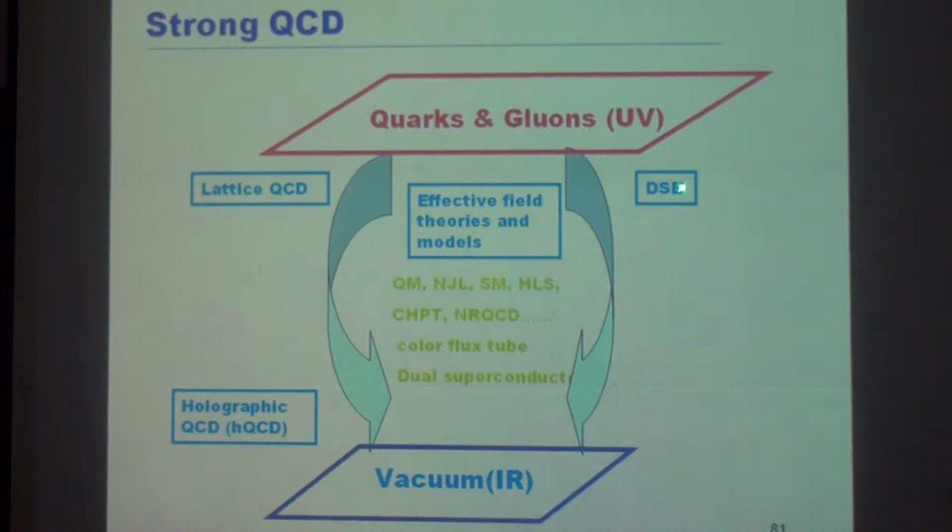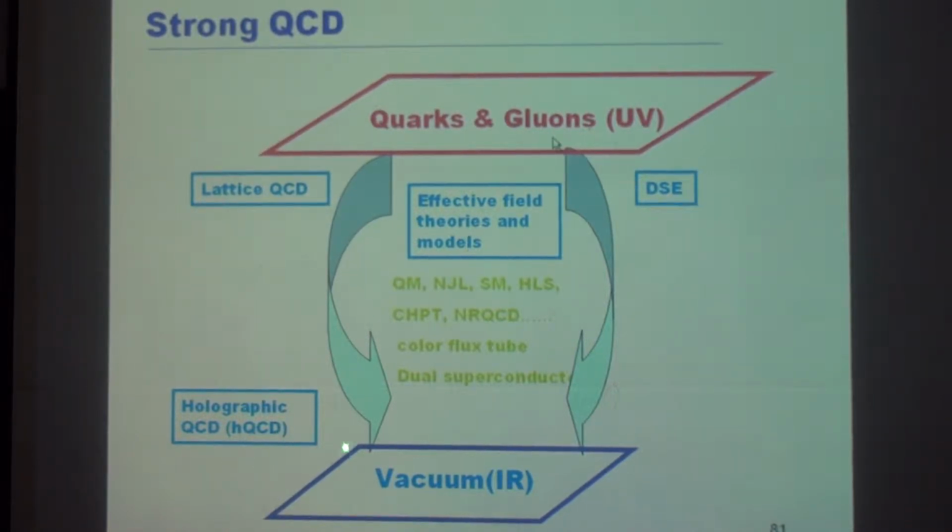I also said that there are many kinds of tools, for example lattice QCD, Dyson-Schwinger equations, and effective theory. Effective theory, I would say that I only mentioned several, but there are many others I didn't touch because there are so many papers in this field. And I also introduced some efforts from the bottom up, a holographic QCD model.